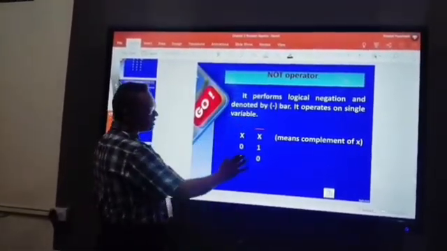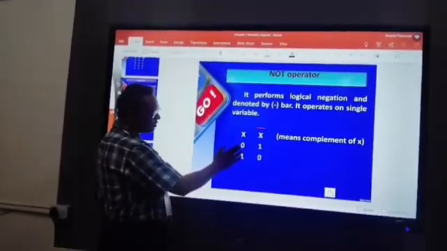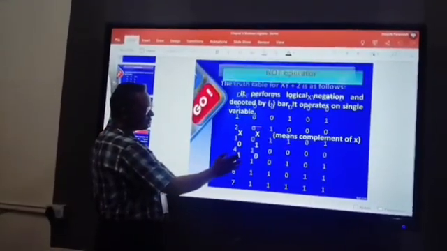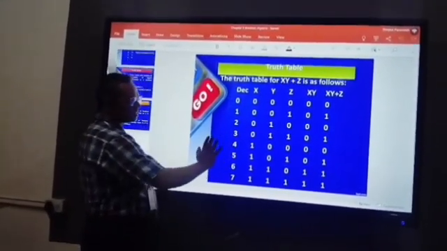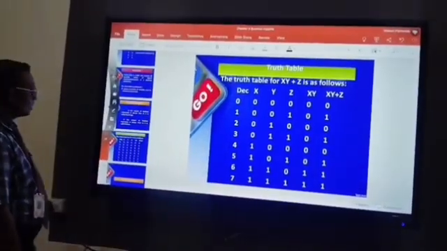So for the NOT operator, it is expected that if the input is 0, the output is 1. If the input is 1, the output is 0. It is the complement value.